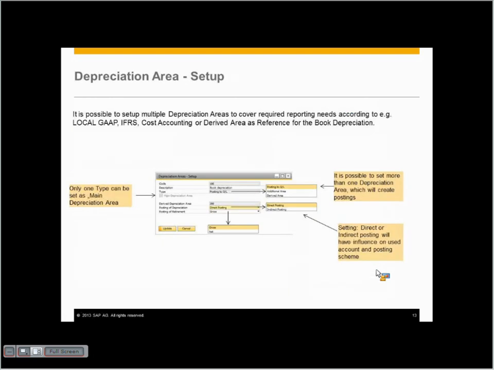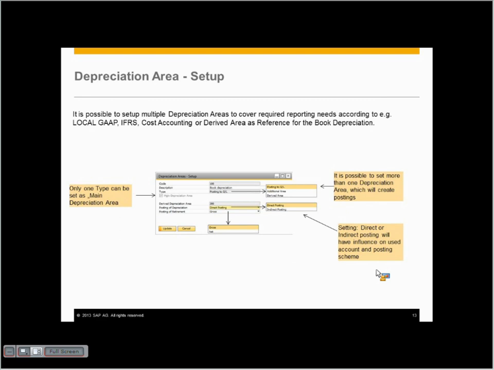The next part to be set up is the depreciation area setup. It is possible to set up multiple depreciation areas to cover required reporting needs according to local GAAP, IFRS, cost accounting, or a derived area as a reference for the book depreciation.